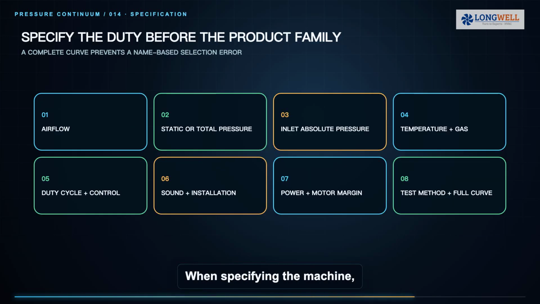When specifying the machine, start with airflow, pressure rise, and whether that pressure is static or total. Then state inlet absolute pressure, temperature, gas composition, contamination, duty cycle, control range, sound limit, installation geometry, power supply, and required test method. Add the complete performance curve, not only one maximum value.